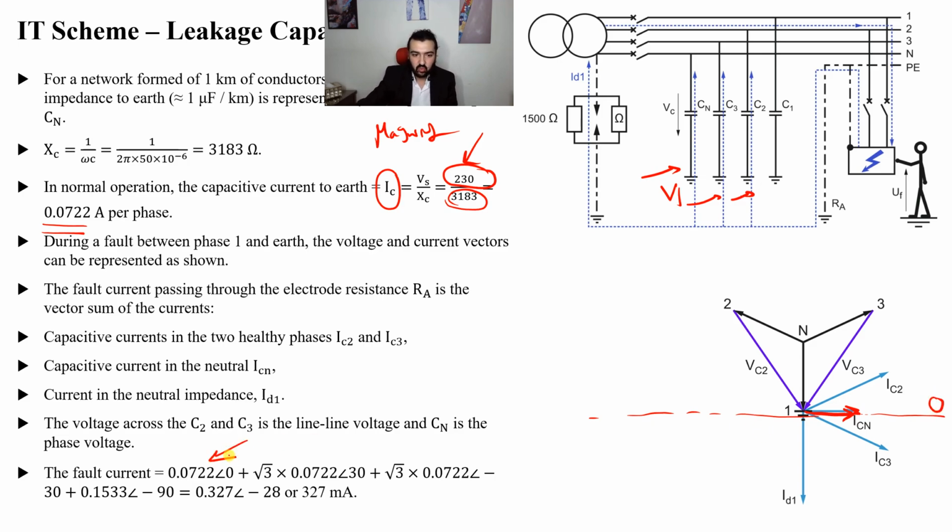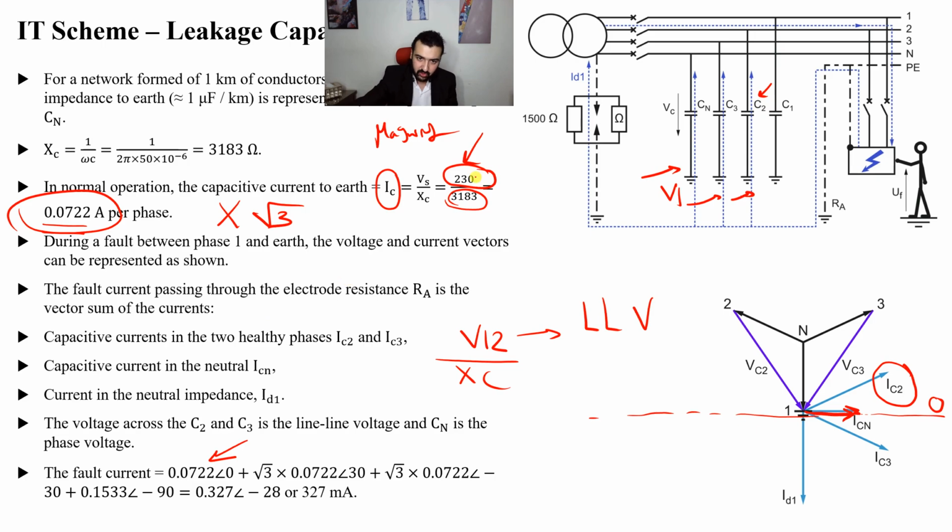Now for the second one, where the current is at 30 degrees, IC2, which is this one, will be V12 divided by XC. So it is the line to line voltage. Now, relative to the phase voltage, we will take this value here multiplied by root 3. Why? Because we have V line to line, meaning this one will be multiplied by root 3. So 0.0722 multiplied by root 3.